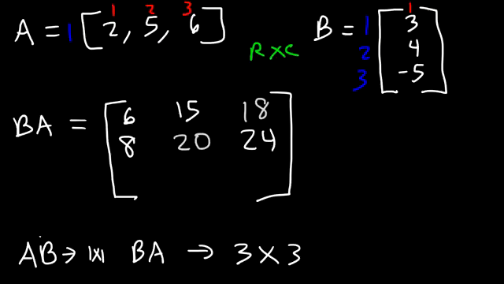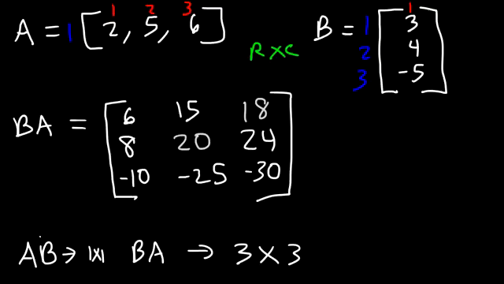So hopefully you're seeing the pattern of what we're doing here. If not, feel free to pause the video and rewind until you understand it. And then it's going to be row 3 times column 1. So negative 5 times 2 is negative 10. And then row 3 times column 2. 5 times negative 5 is negative 25. And then row 3 times column 3. 6 times negative 5 is negative 30.